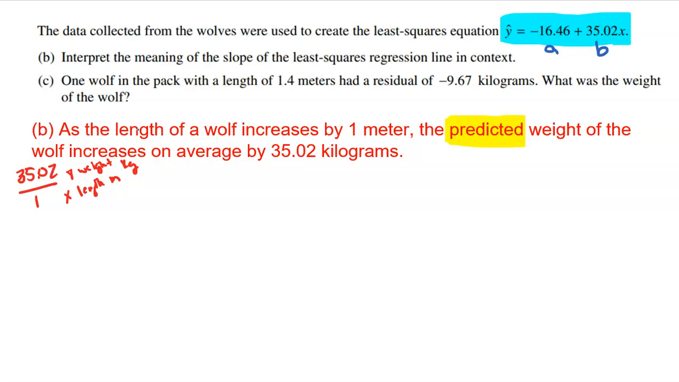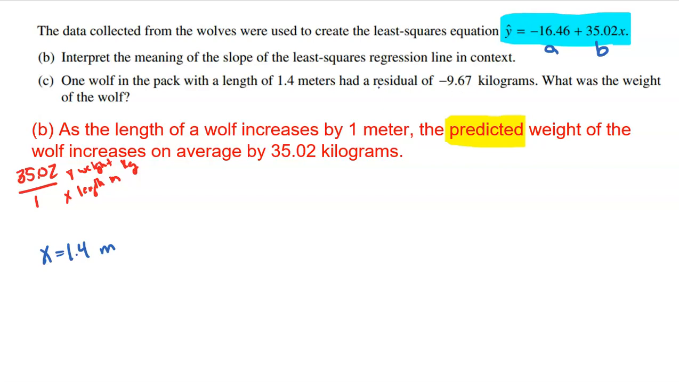All right, the next part wants us to figure out the actual value of a wolf. They give us some information here. One of the wolves in the pack has an actual length of 1.4 meters. So that's an X value. It is a length in meters. And its residual value is negative 9.67 kilograms. What was the weight of the wolf?